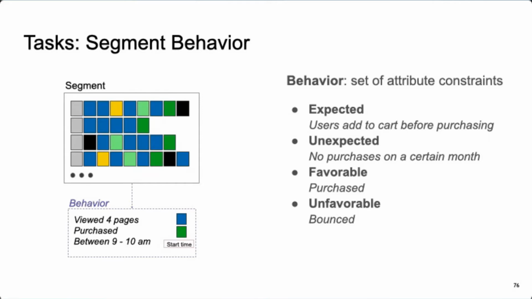So one thing we can think about is, if your job is to actually analyze this clickstream data, what would you expect to happen? Like, surely before you buy something, you should add it to the cart. What might be more unexpected? Like, no purchases at all in a certain month if you'd actually had a history of buying things more regularly. There are things that the analysts know are good, like people actually bought stuff, favorable, and then unfavorable, bounced, is when you actually have people leaving the site before buying anything. That would certainly be considered unfavorable.